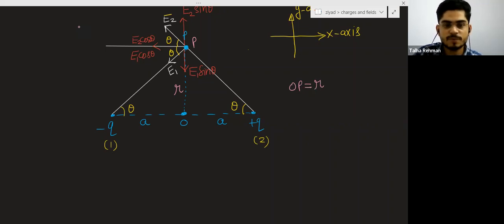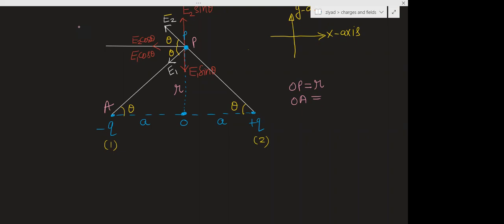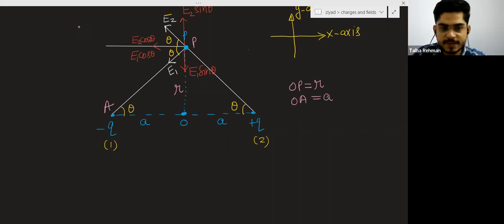And this is a triangle OPA. So OA, can you tell me what is OA? OA is small a. This OA distance is a small a.